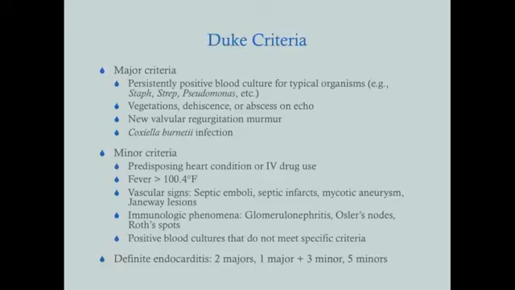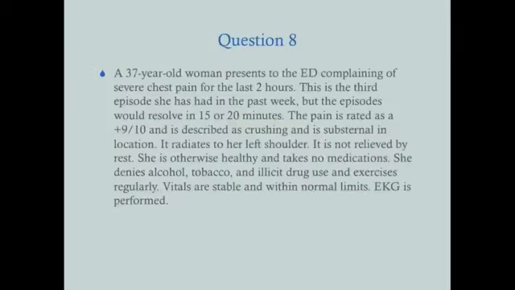Okay, so let's go on then to, this is what this patient had. So our patient had 2 majors and 2 minors, so he definitely had endocarditis. He had the new murmur, he had the vegetations on echo, so that's enough to satisfy the Duke criteria.